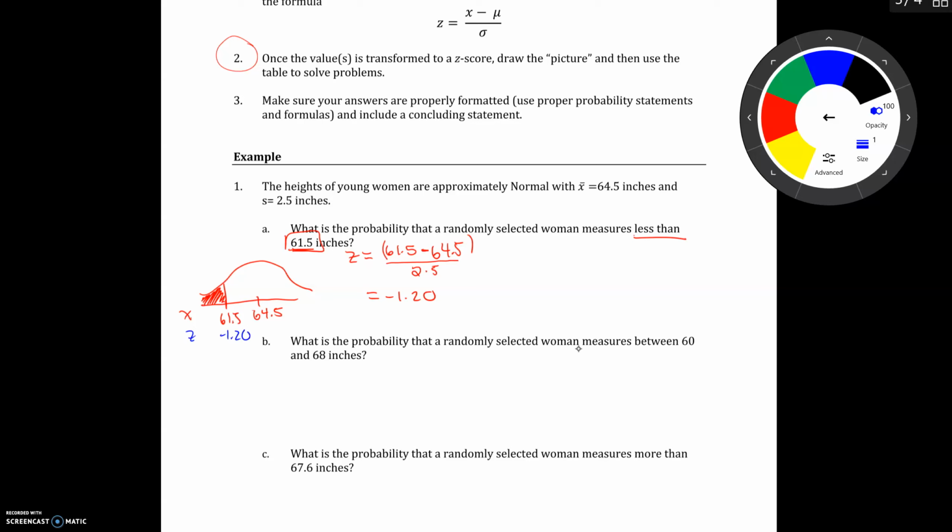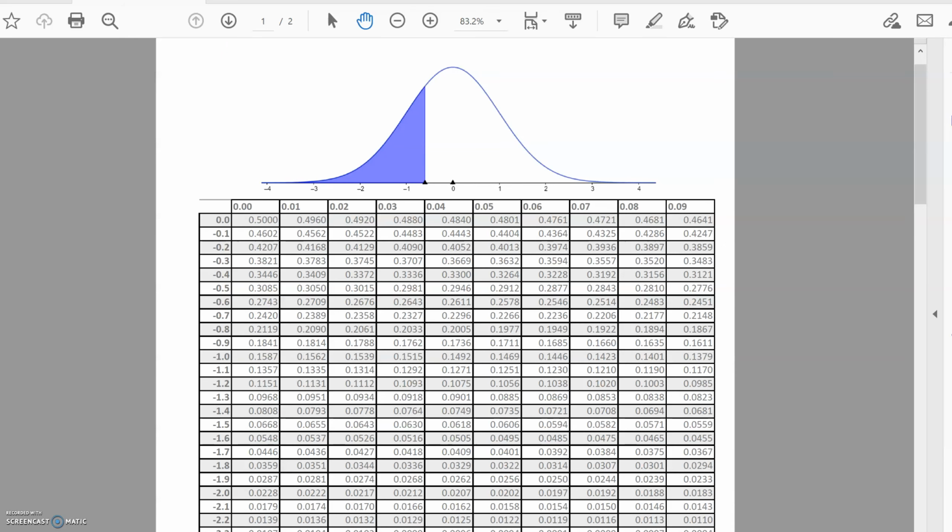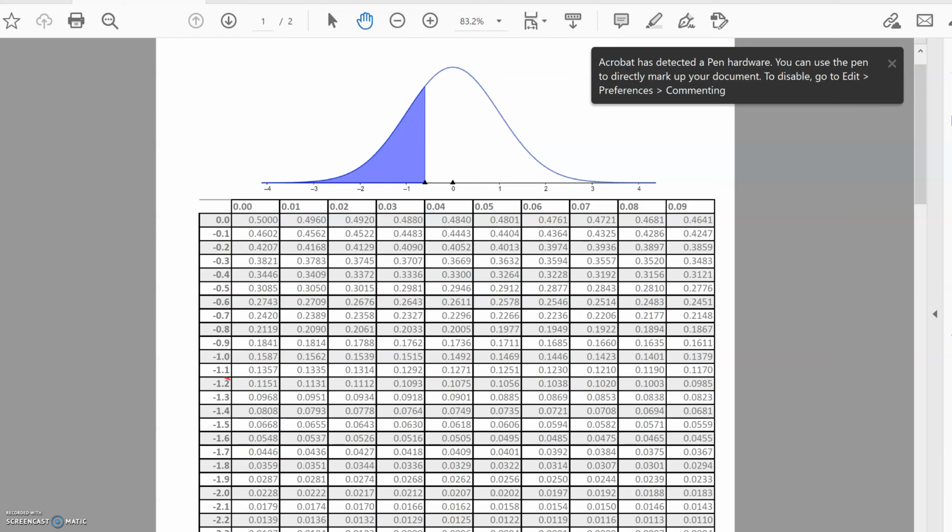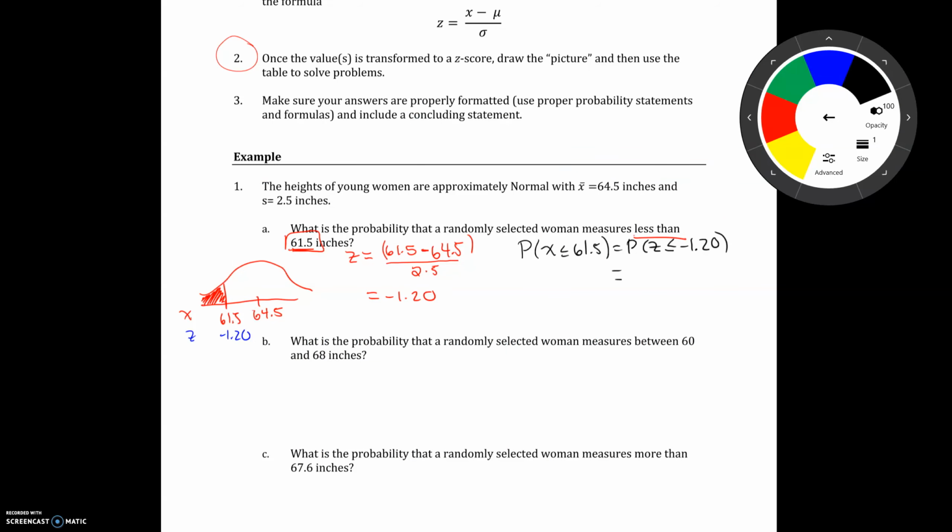Okay, I can write a statement about this. I can say, the probability that X is less than or equal to 61.5 is equal to the probability that Z is less than or equal to negative 1.20. Okay, and so to answer this question, now I go to my table. I know how to find the probability that something is less than negative 1.20. I look it up in the table, negative 1.20. And because it's a less than question, I can read it directly from the chart. So my answer to this question is 0.1151.